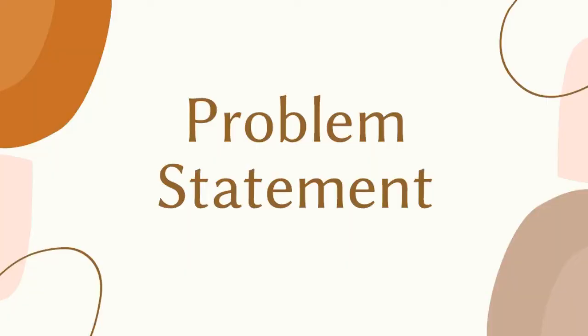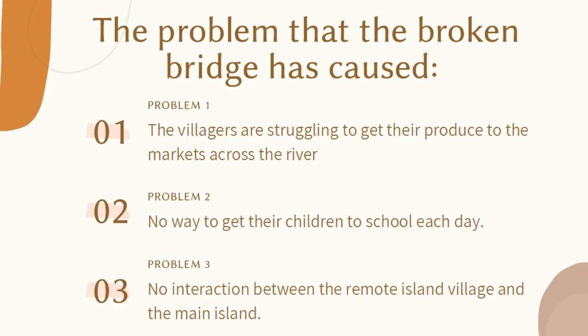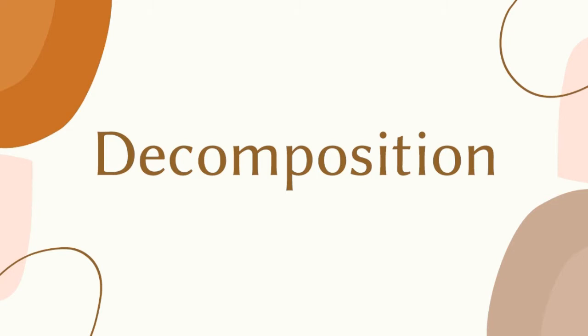The first step is to identify the problem. In this case, the problem is the rope suspension bridge is broken, and this will lead to sub-problems such as the villagers struggling to get their produce to the market across the river, there's no way to get their children to school every day, and this will lead to zero interaction between the remote island village and the main island. Next is the decomposition of the problem.